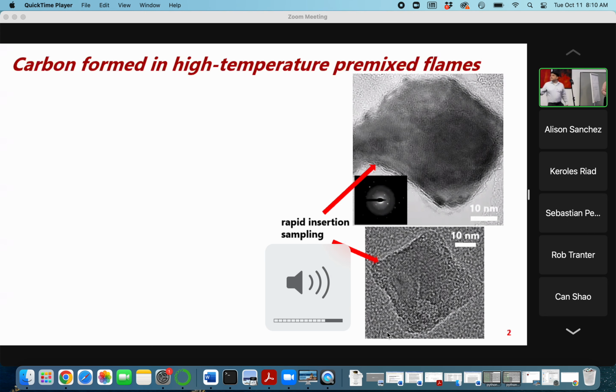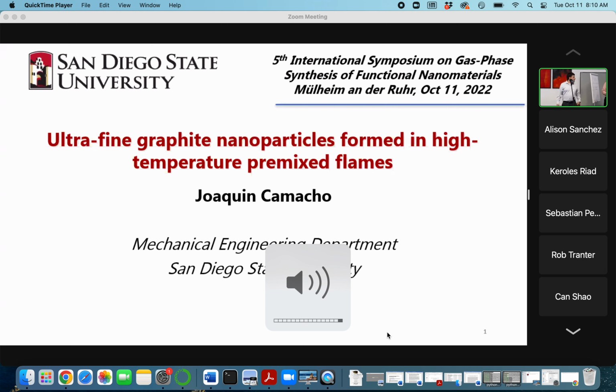Also on carbonaceous material. Here it's on graphite nanoparticles.